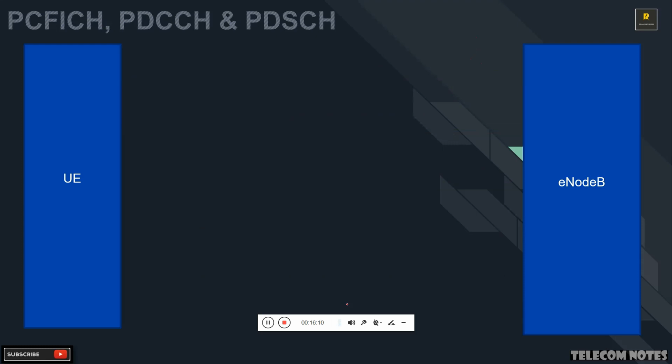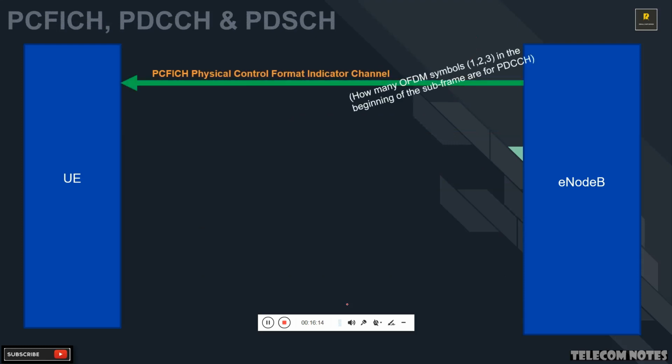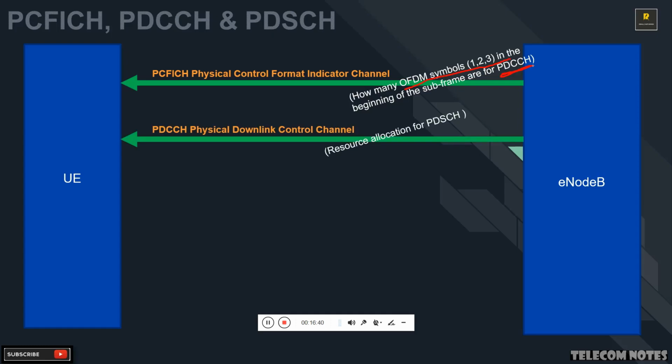So coming to PCFICH, PDCCH and PDSCH now. PCFICH, physical control format indicator channel, tells you how many OFDM symbols, that is 1, 2 or 3, at the beginning of the subframe are used by PDCCH, that is how much location PDCCH has covered for the particular UE. Now coming to PDCCH, physical downlink control channel, that will give you the resource allocation for PDSCH for your UE.